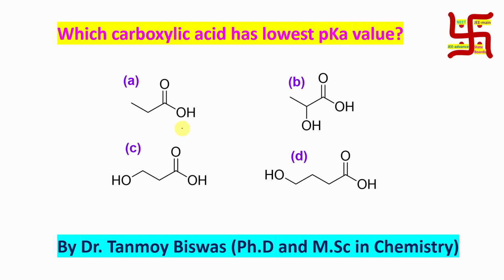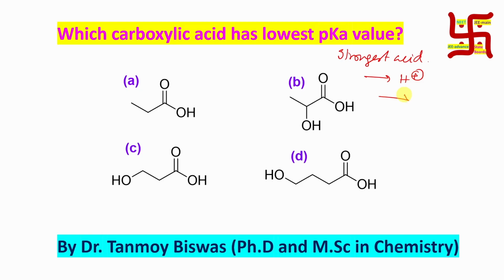I believe you have tried, so let's start. The question: which has the lowest pKa means which is the strongest acid. What do I mean by strongest acid? It means which one can release a proton most efficiently. Who can release a proton most efficiently? For that, the one whose conjugate base is more stable.